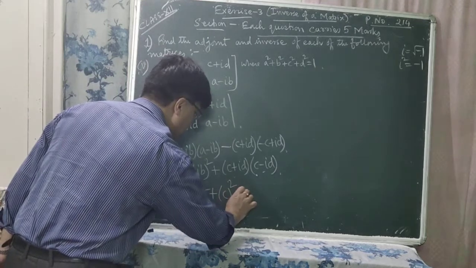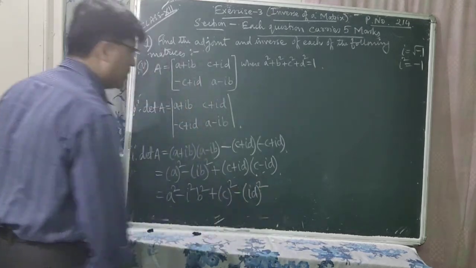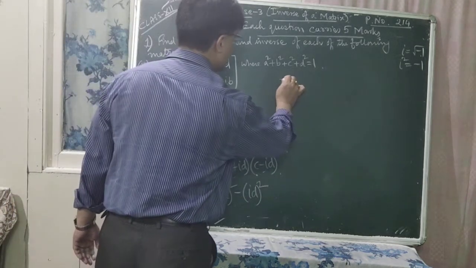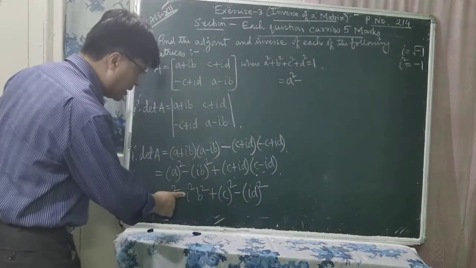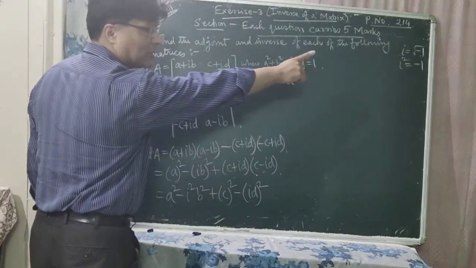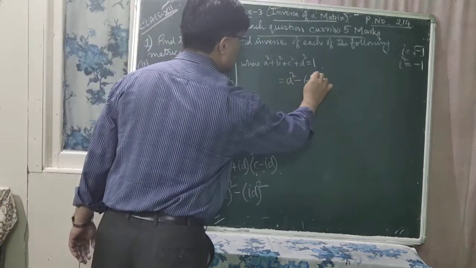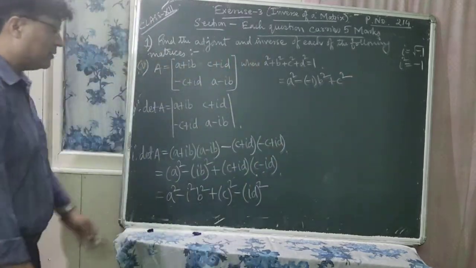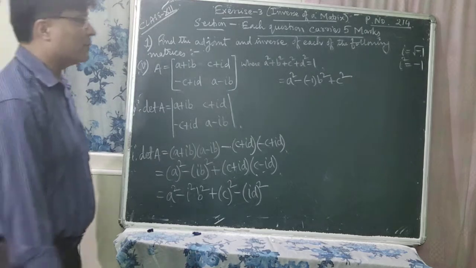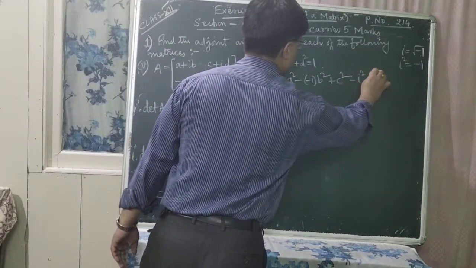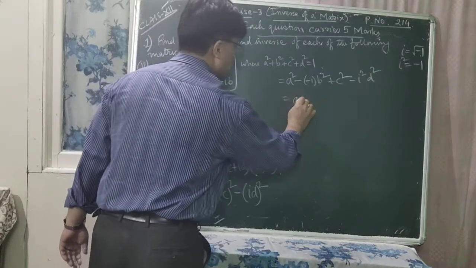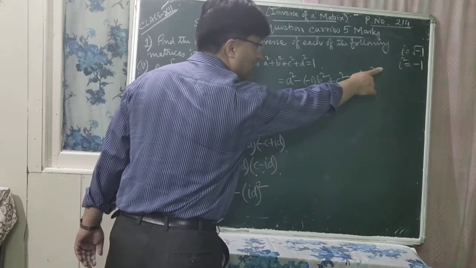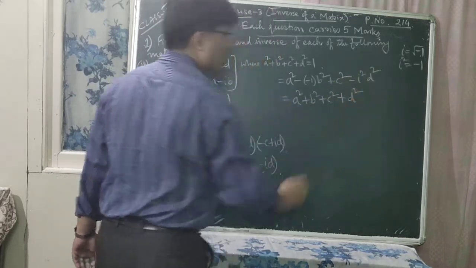What is A whole square? C whole square minus, what is B whole square? iD whole square. So I think you have understood it. Okay, so which is equal to A square minus, what is i square? We just found it, i square is minus 1, isn't it? So it is minus 1 into B square. Then plus C square. Then what do you write? Minus iD whole square, which is minus i square D square. Okay, so it is A square plus B square plus C square. Since i square is minus 1, minus and minus is plus D square.